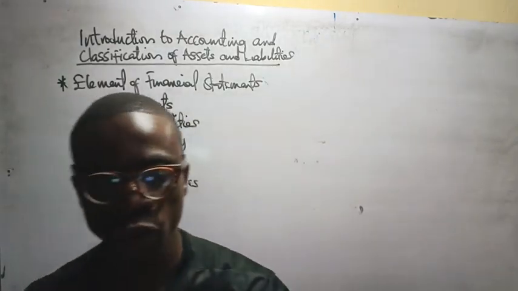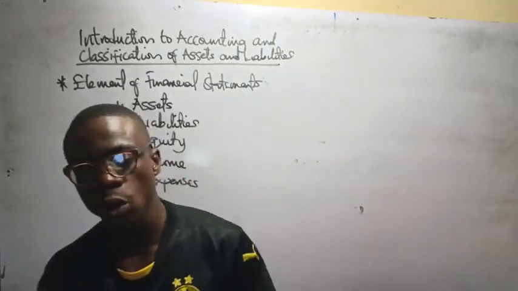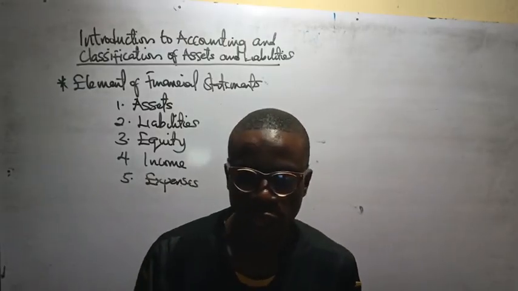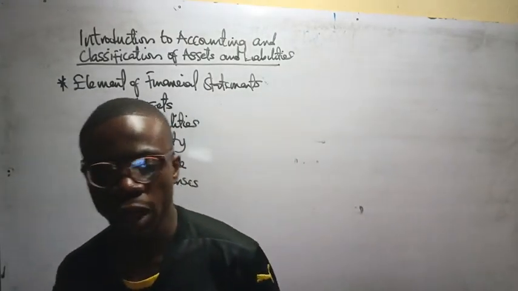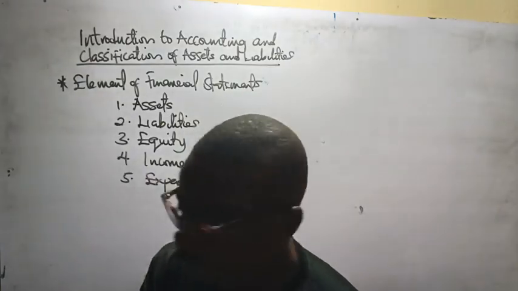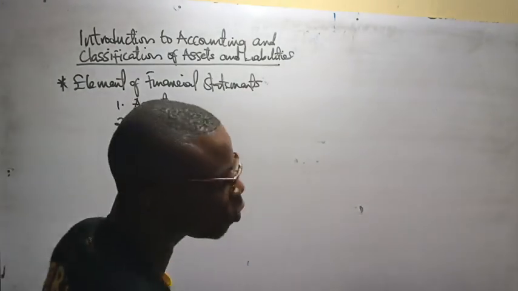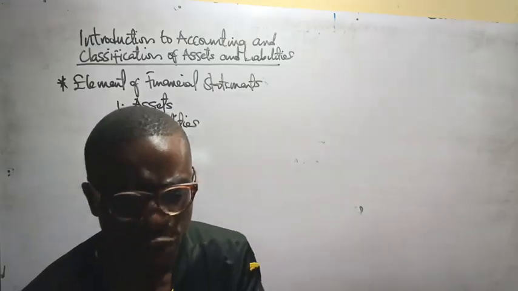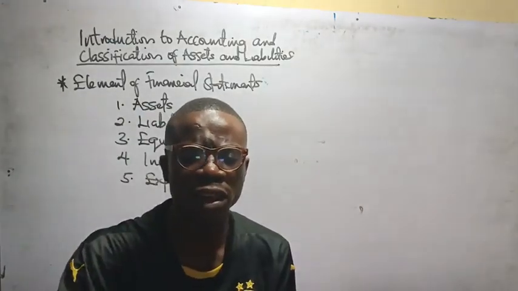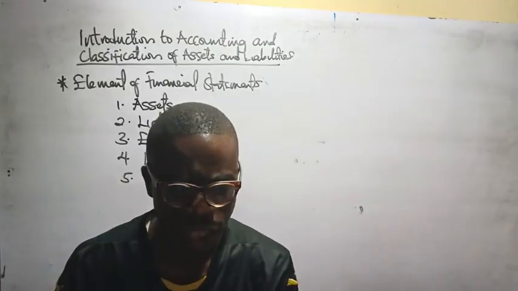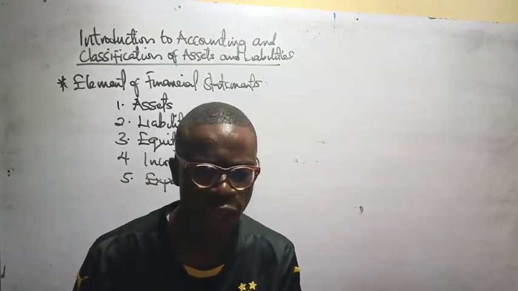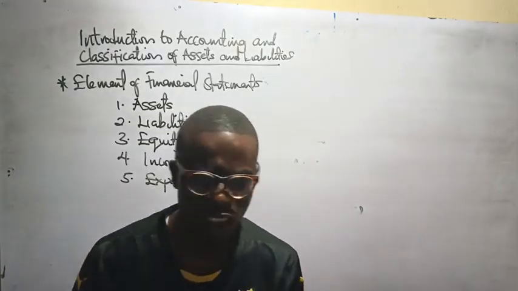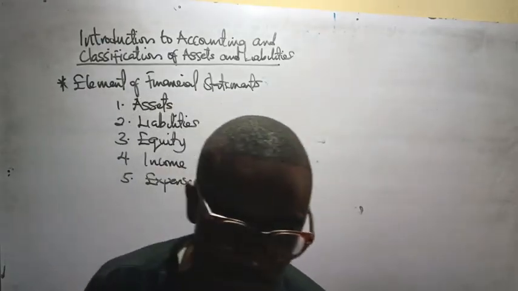What is equity? Equity represents the owner's residual interest. That means equity is a residual interest in the assets of a company after deducting liability. What do you mean by residual interest? It is what is left after you have deducted your liability from your asset. Whatever is left is what we call equity. That's why equity is called residual interest in the assets of the company after deducting liability.